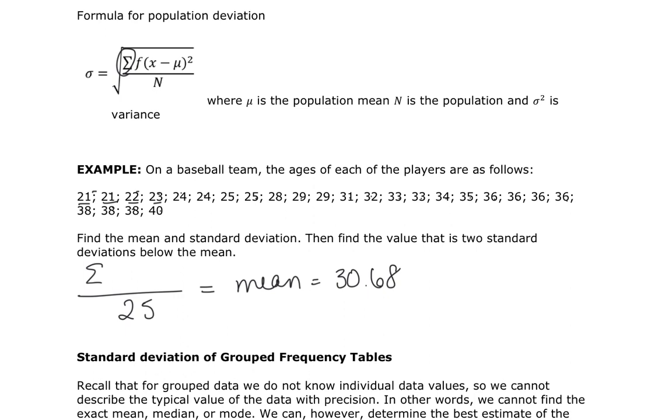Now, the standard deviation, this is going to be S, because this is just a sample. And this is a single baseball team. This is not all of the baseball teams. And I got a standard deviation of 6.094.